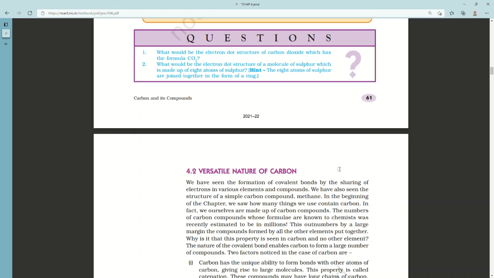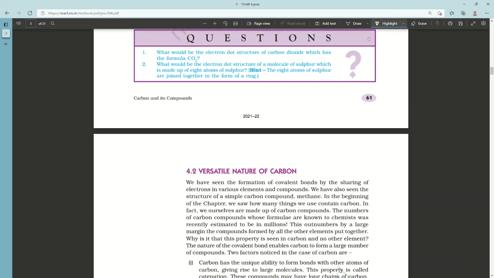These compounds may have long chains of carbons, branched chains of carbons, or even carbon atoms arranged in rings. In addition, carbon atoms may be linked by single, double, or triple bonds.